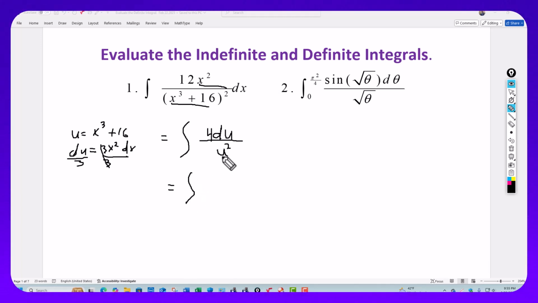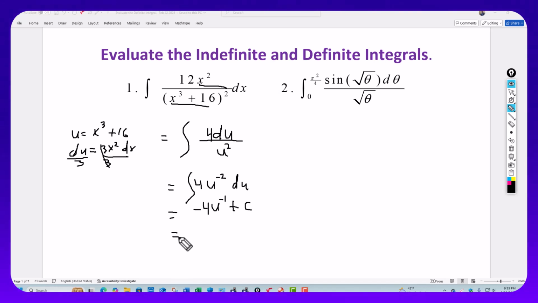One more thing though, I'll take this to the top, to the numerator, and it becomes u to the negative 2. I still have a 4 here, and this is du. Then integrating with respect to u, we add 1 to the minus 2, and we get a negative 1, so u to the negative 1. The procedure is to divide the coefficient by that, so this will be a minus 4 here, and then it's plus the constant of integration.